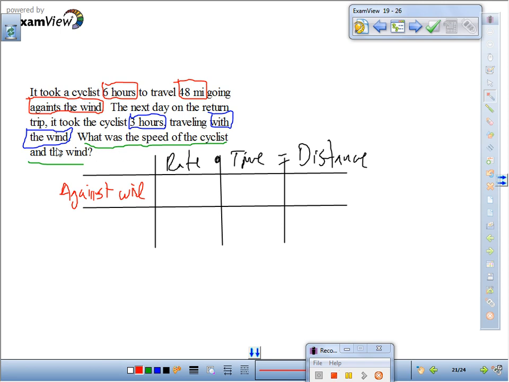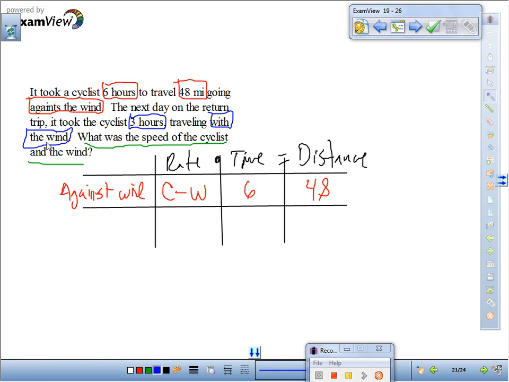So check this out. They're asking us for the cyclist and the wind. So how can we write it here? C minus the wind rate. What was the time that it took? 6 hours. And the distance was 48 miles.